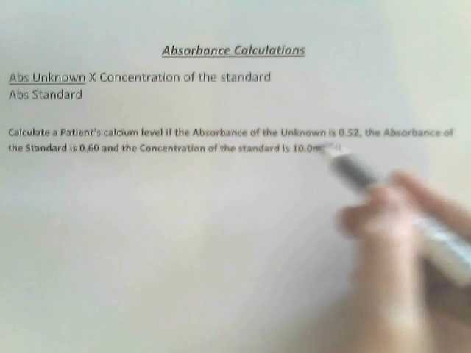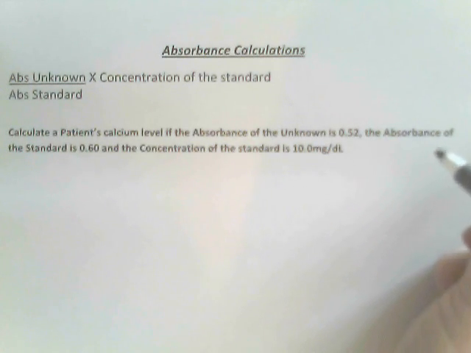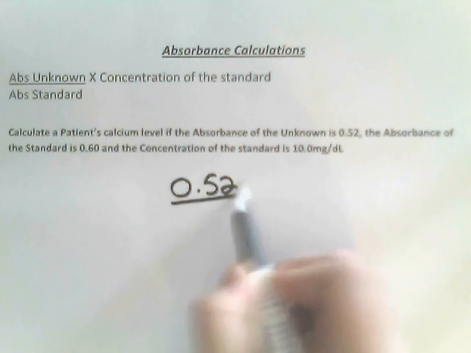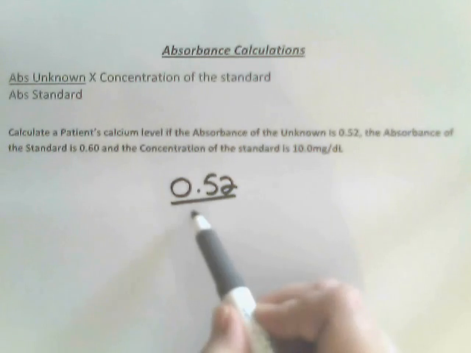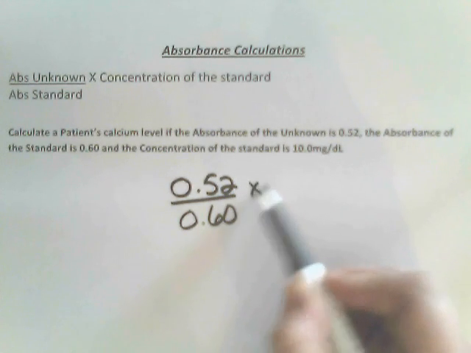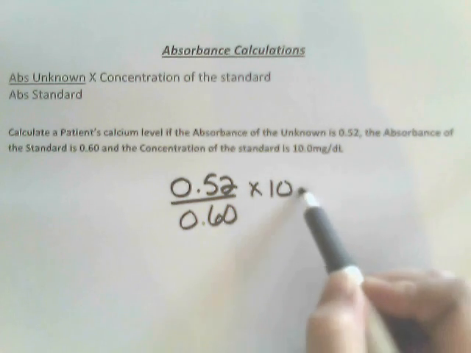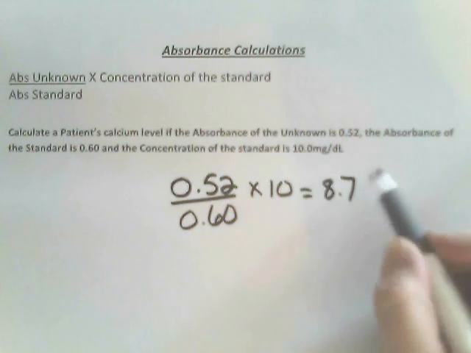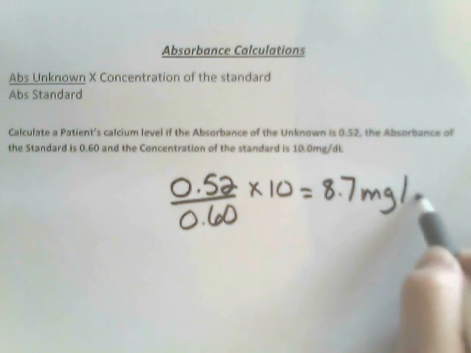So first we take the absorbance of the unknown, which is 0.52, divided by the absorbance of the standard, which is 0.60, and multiply it times 10. Our answer then would be 8.7 milligrams per deciliter.